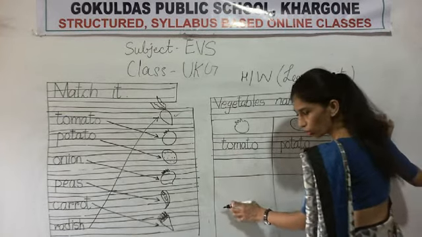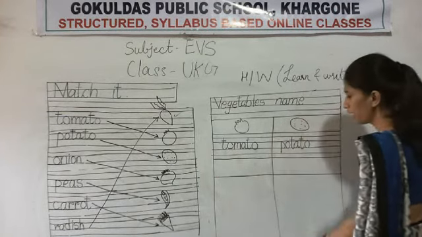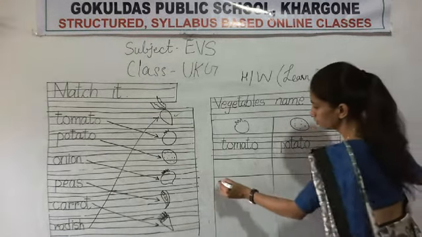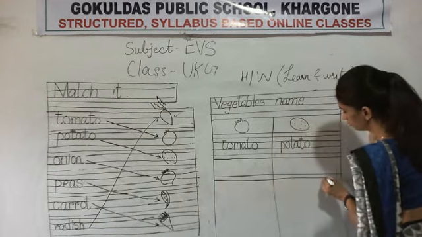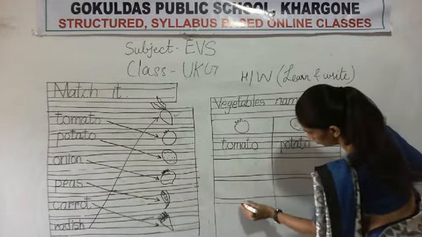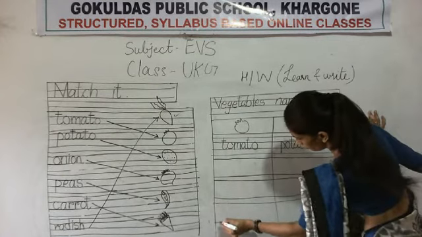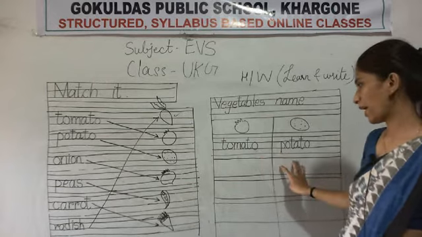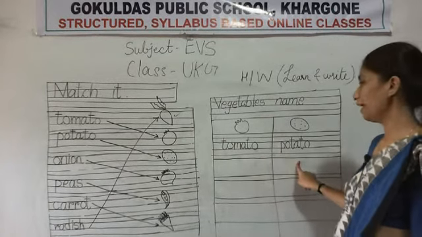Tomato, tomato, tomato, tomato, full page. And potato, potato, potato, full page. So learn and write both spellings, tomato and potato.